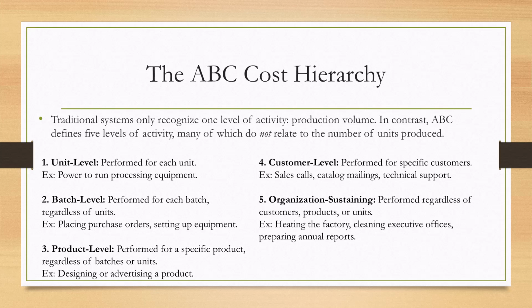Then we have product-level activities, which are performed for a specific product line, like designing or advertising that product. Next are customer-level activities, performed for specific customers such as sales calls or technical support. And finally, at the top, we have organization-sustaining activities, which are performed regardless of any products, customers, or units, like heating the factory or preparing the company's annual report.